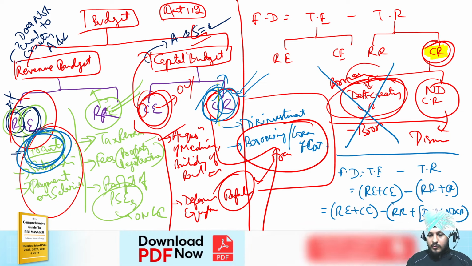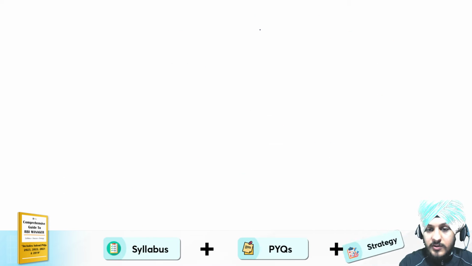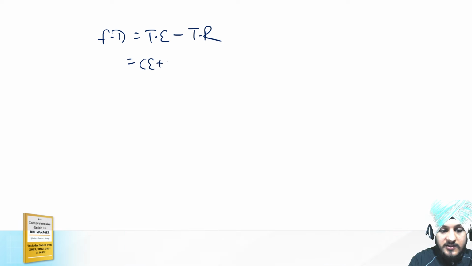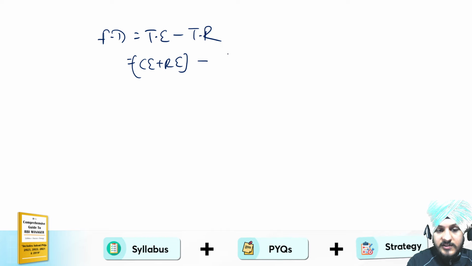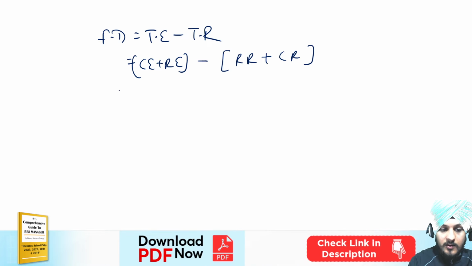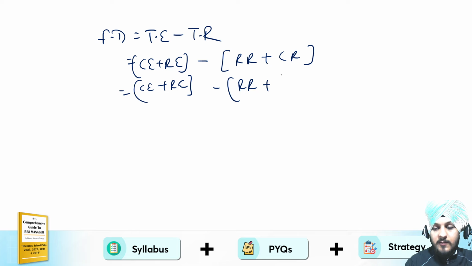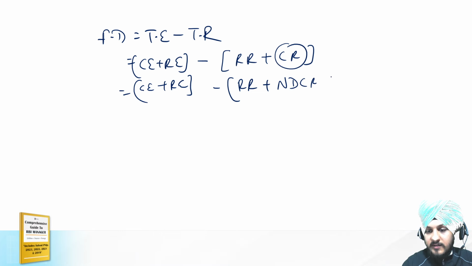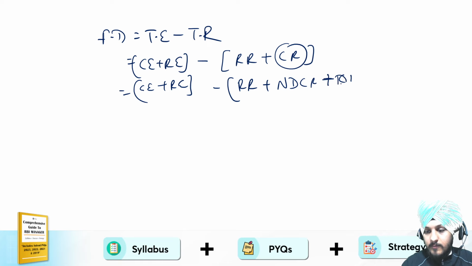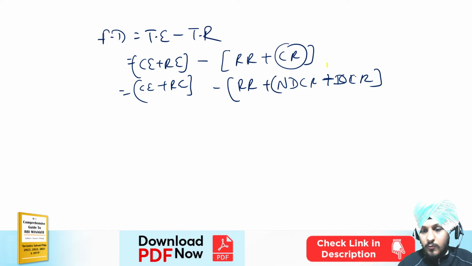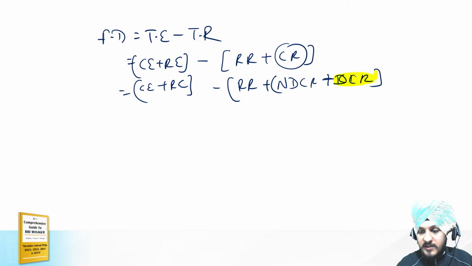Now let us use the numbers in order to simplify it further. First of all, let me erase it. So let me write again that the fiscal deficit is the total expenditure minus the total receipt. The total expenditure is the capital expenditure plus the revenue expenditure, and the total receipt is the revenue receipts plus the capital receipts. When we further break down the capital receipt, we will write it as non-debt creating capital receipt plus debt creating capital receipts. As a part of calculating the fiscal deficit, we are going to exclude the debt creating capital receipt from the calculation.